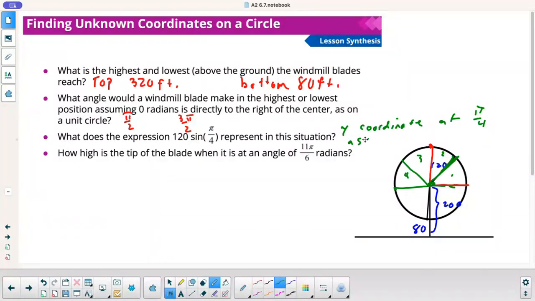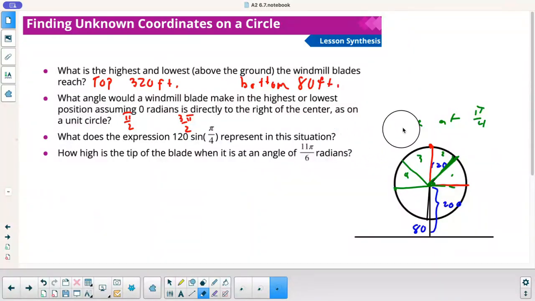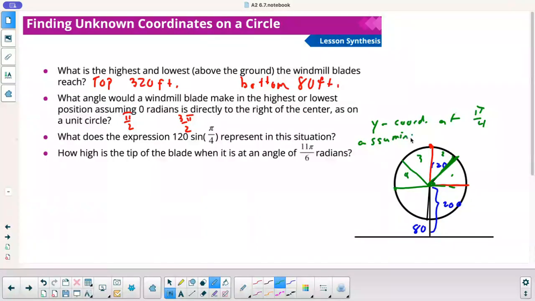So I'm going to say assuming, can't spell. Oh, let me just erase that. So right there, that would be the y coordinate. It'd be 120 sine of pi over 4.